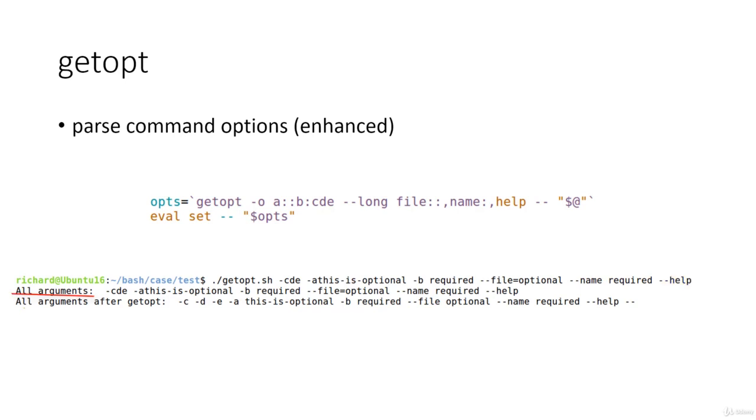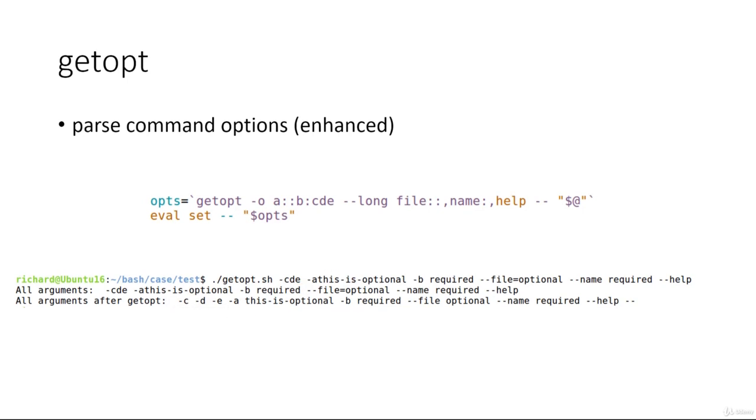On the first line, we can see all arguments we passed into the script. On the next line, we can see the parsed arguments after being processed by the Getopt command. So you can see that -cde is parsed as -c, -d, -e. So instead of one argument -cde, we now have three arguments -c, -d and -e. And you can for example see that --file=optional was parsed as --file optional.